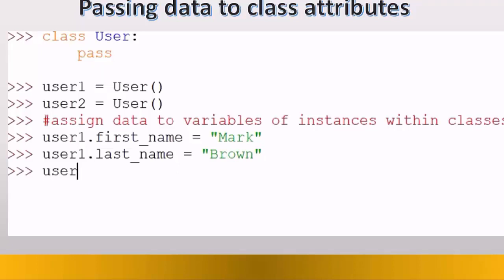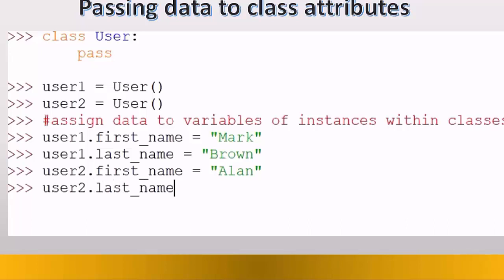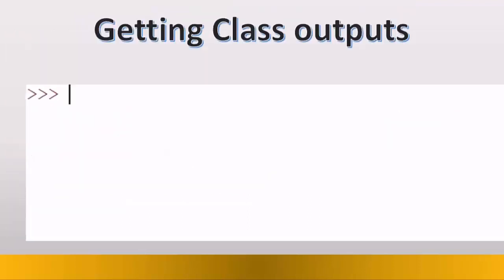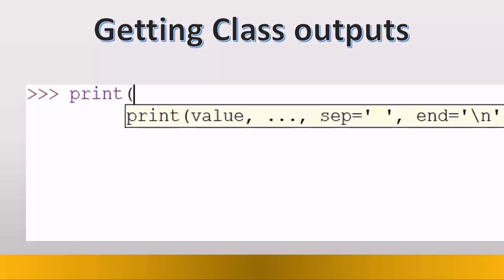We can also assign data to the same 2 variables of the second class instance, which is the second user. So write down user2.firstName equals Alan, let's say, user2.lastName equals West. We can also call these data back from the class instances by using print function. In order to get class outputs, you write down print, and in between parentheses you write down the name of the instance dot the name of the variable.